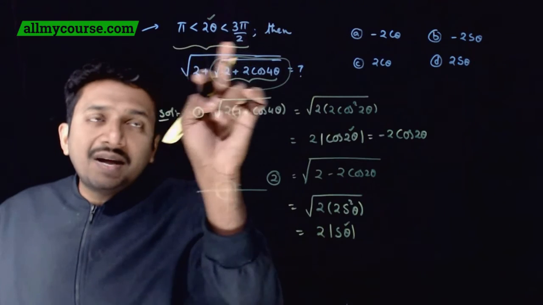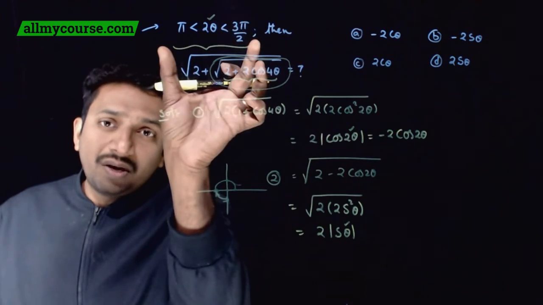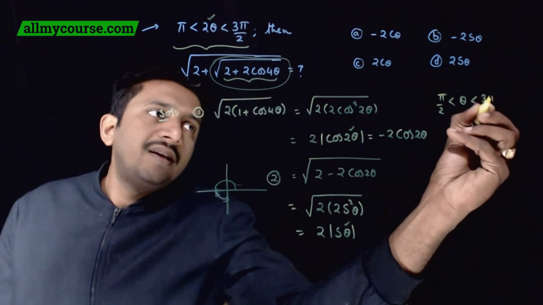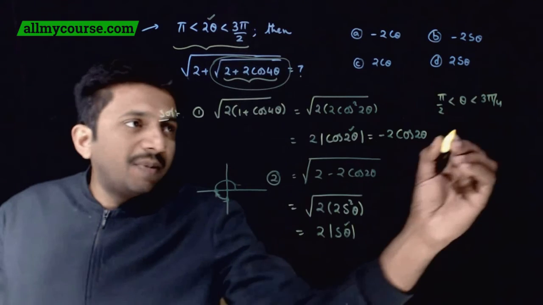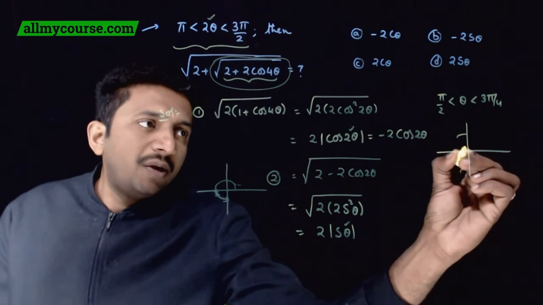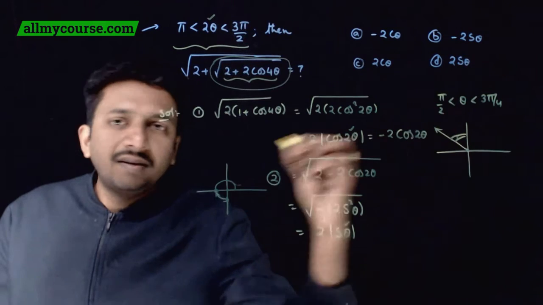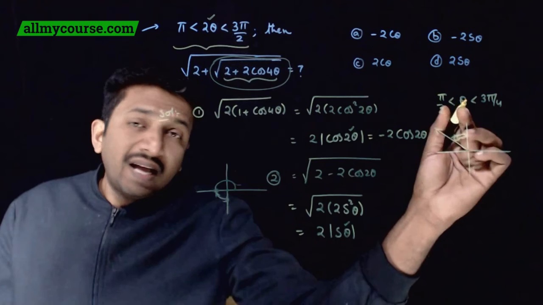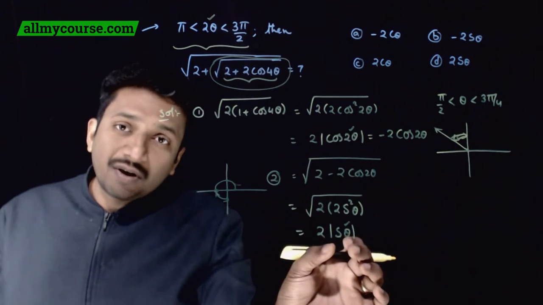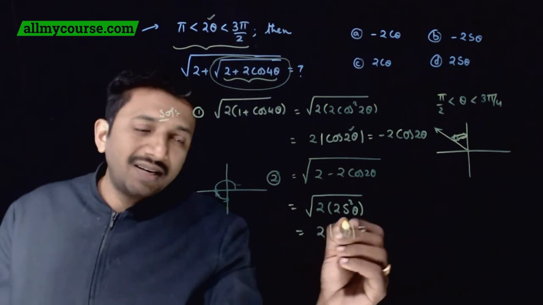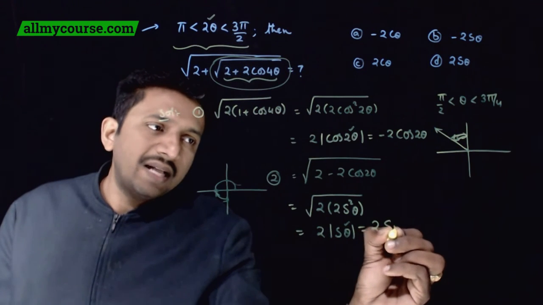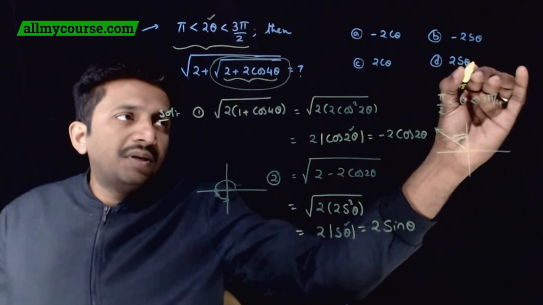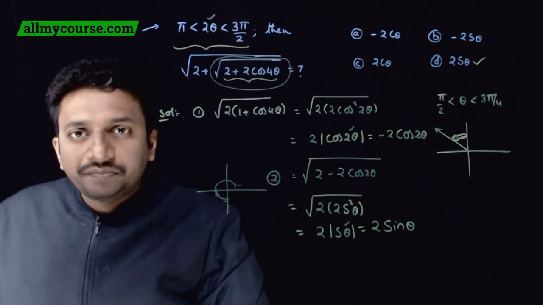So for that, I'll divide the complete inequality by 2. So you get pi by 2 less than theta less than 3 pi by 4. That means theta lies between pi by 2 and 3 pi by 4, 90 and 135 degrees. That means theta lies in the second quadrant. In the second quadrant, sine is positive. So mod sin theta is same as sin theta. So you get the answer as 2 into plus sin theta, that is 2 sin theta. Option D is the right answer to this question. Thank you.